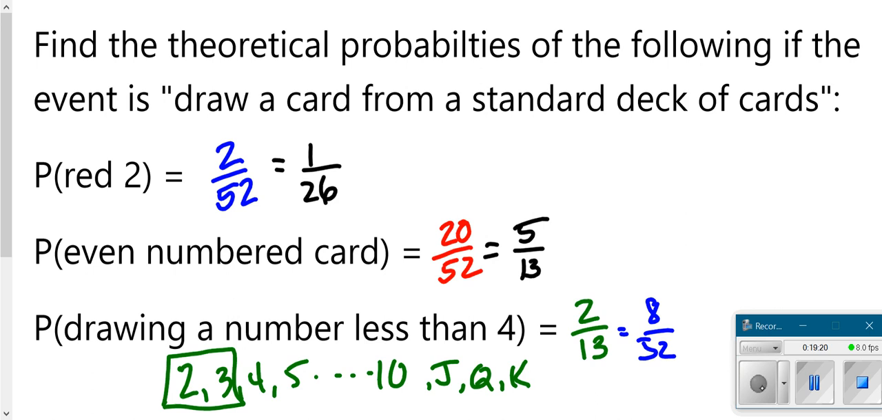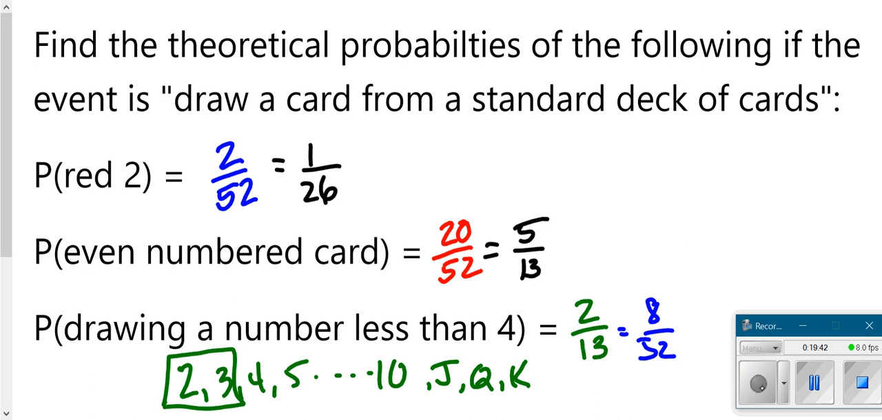An even numbered card, we want to think of the fact that there's 2, 4, 6, 8, 10. So that's 5 out of every 13 cards. There's 13 cards in a suit. Or you could say there's 20, right? Because there's 5 in each suit, and there's 4 suits. So that's 20 out of the deck of 52.